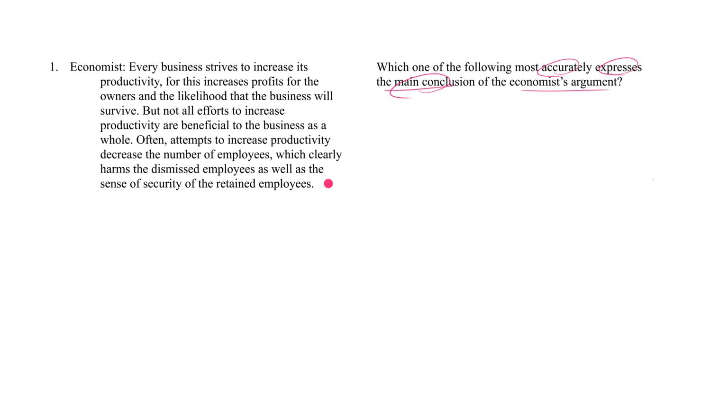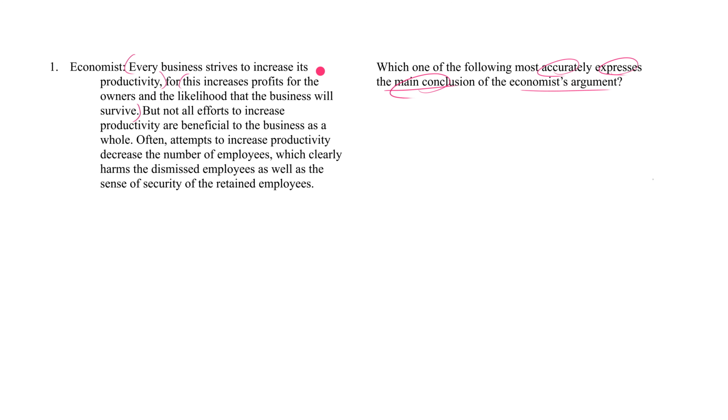And in order to do that, you have to figure out where the economist's argument is. Not everything is part of his or her argument. And here I'm hinting at the idea of context versus argument. Let's take a look. Every business strives to increase its productivity. For this increases profits for the owners and the likelihood that the business will survive. So here is an explanation of why every business strives to increase productivity.